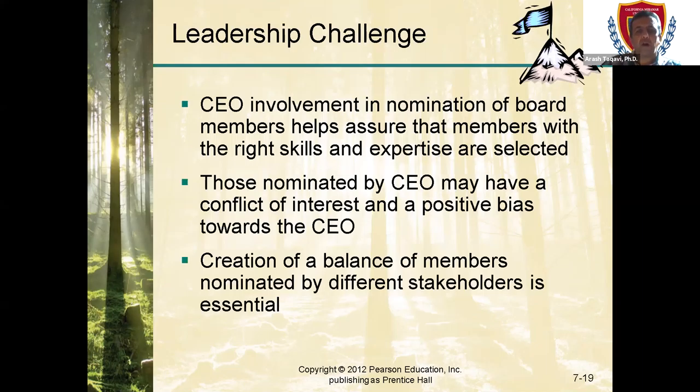And the last part of nonprofit is leadership challenges. The CEO's involvement in nomination of board members helps assure that members with the right skills and expertise are selected. It's very important. You know that the CEO, the board of directors, and sometimes top management teams are different parts, and one part is dominant against other parts. Usually the top management team or board of directors is dominant over the CEO. The CEO is the executive hand of, for example, the board of directors.